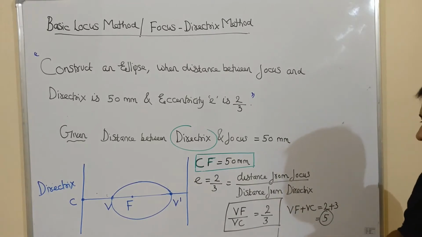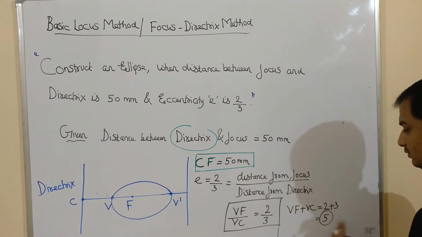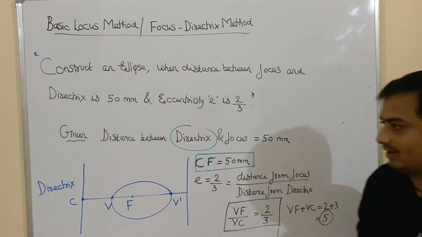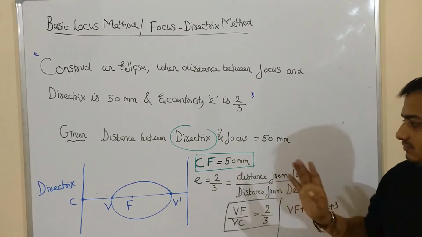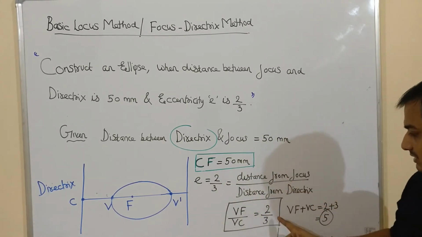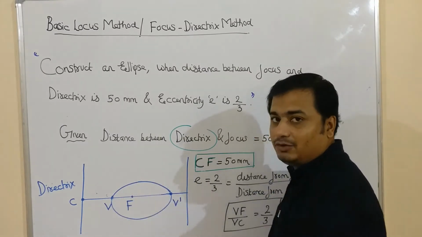So if we add the VF and VC values, we will be getting 2 plus 3, that is 5. Again we will be using this 5 while constructing the ellipse. So the data which is given to us is CF is 50 mm and VF upon VC is 2 by 3. Our aim is to construct this ellipse.